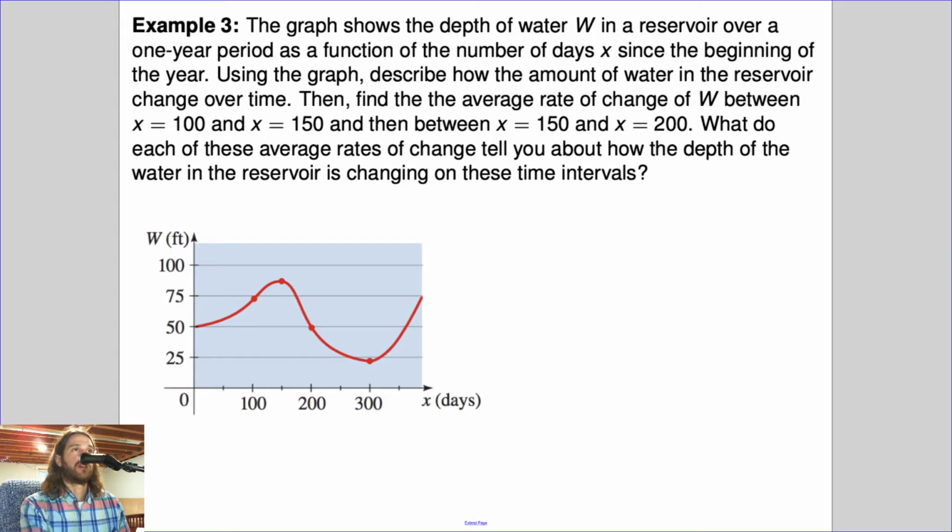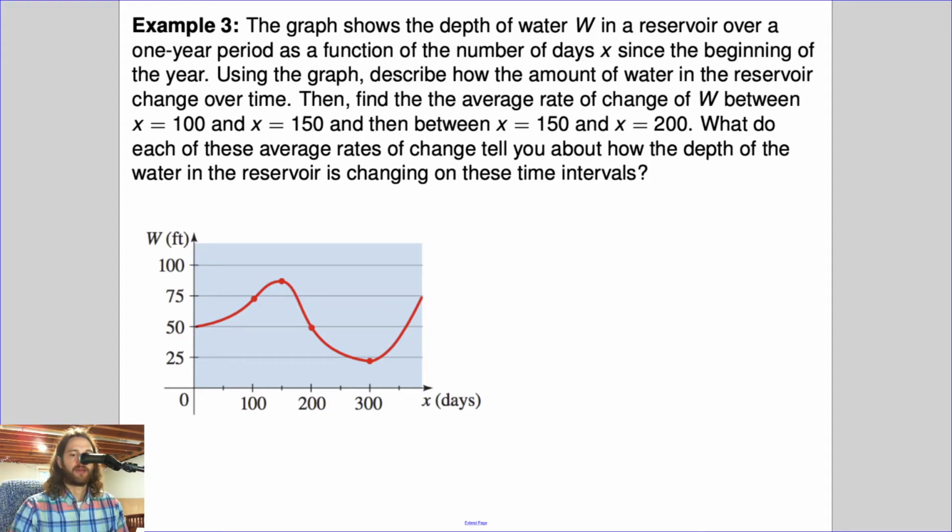Let's take a look at this example here. The graph below shows the depth of water W in a reservoir over a 1 year period as a function of the number of days, X, since the beginning of the year. Using the graph, describe how the amount of water in the reservoir changes over time. Then find the average rate of change between W of X equals 100 and 150, then between 150 and 200. Okay.